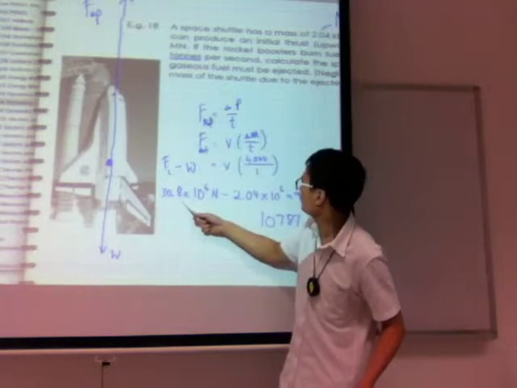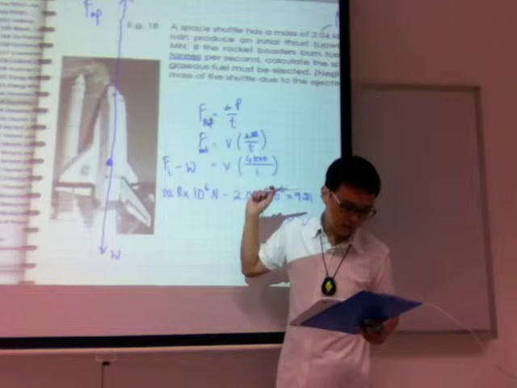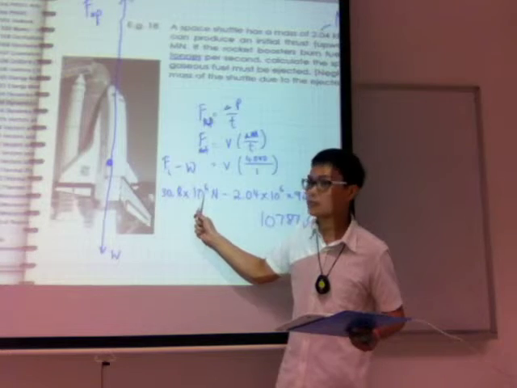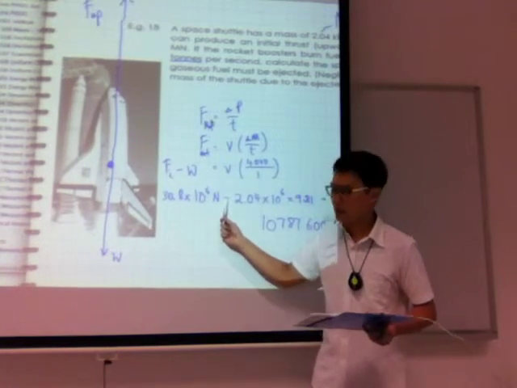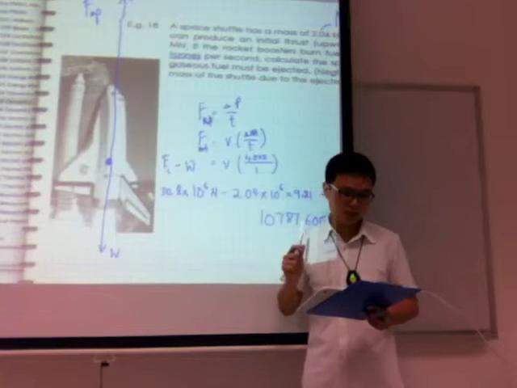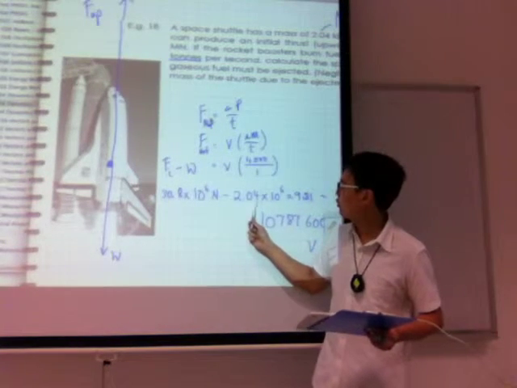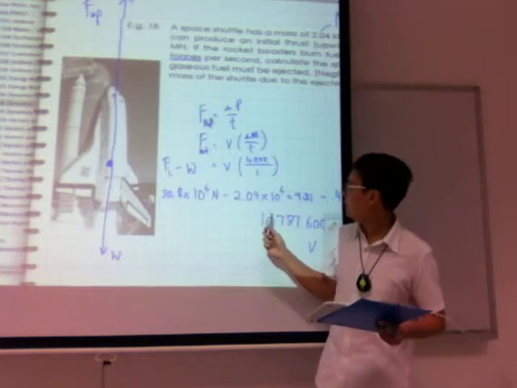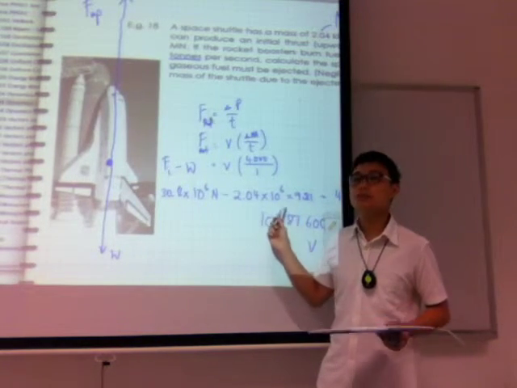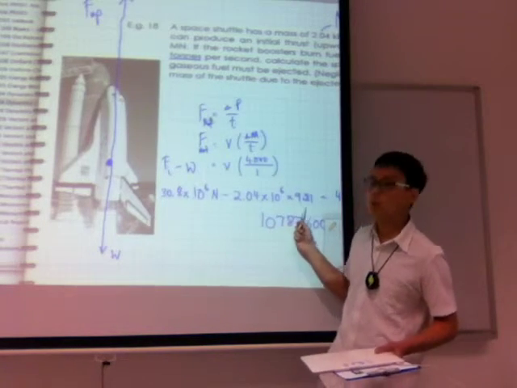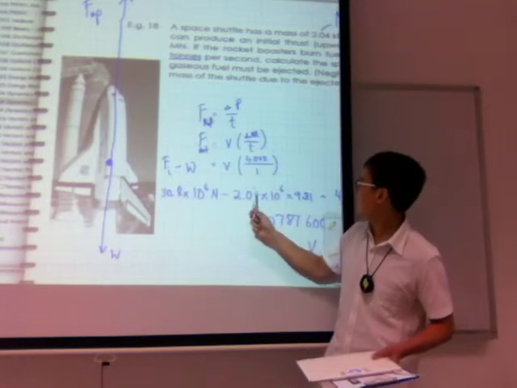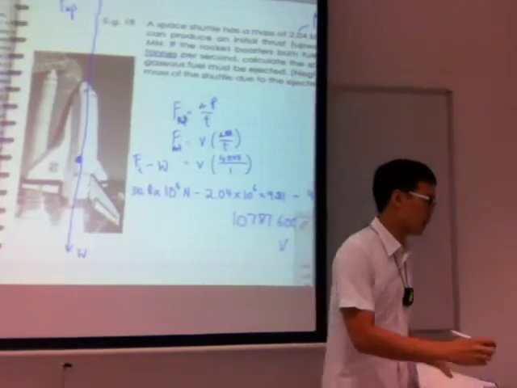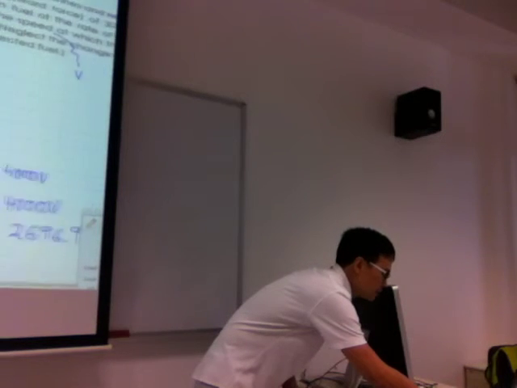Above there, it is the initial thrust of 30.8 mega newtons. So mega is 10 to the power 6, minus away the weight of the space shuttle, which I took as 2.04 times 10 to the power 6. And I multiply it by the gravitational constant of 9.81 to get the weight. When you minus this minus that, you equate it to this. When you solve for it, then you get your final working, which is there.